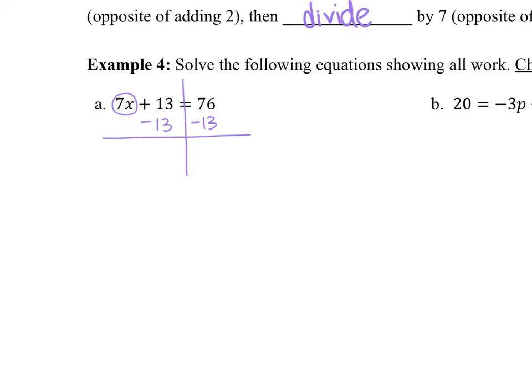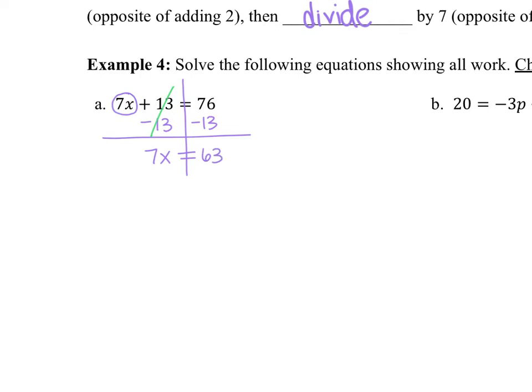Once we subtract, we can see that these are like terms and they zero out. 13 minus 13 becomes 0. I don't have to write the 0 because I still have stuff left on this side. What's left on that side is 7x. Don't forget to write your equal sign. And then on the right side, I can combine these because they're like terms. So 76 minus 13 is 63.